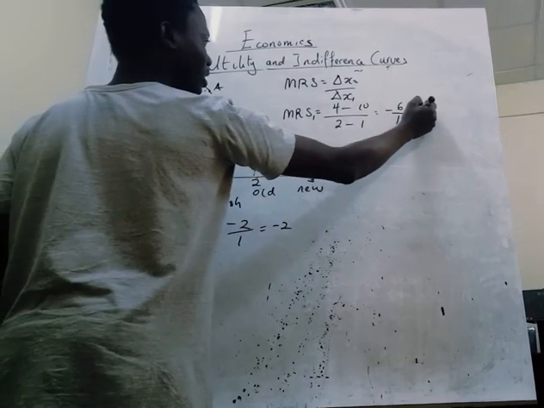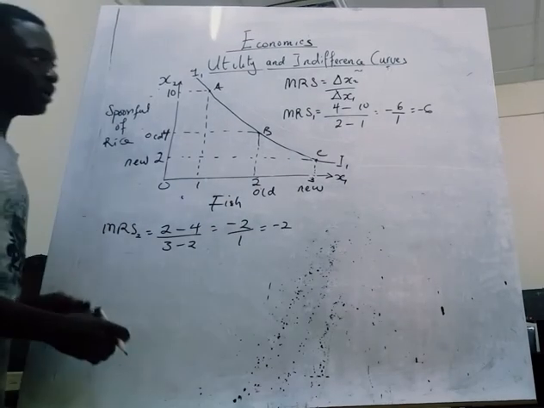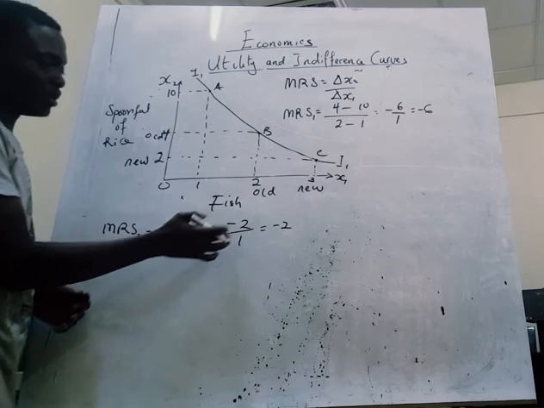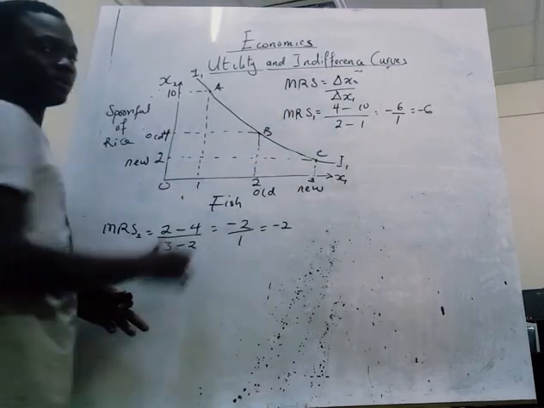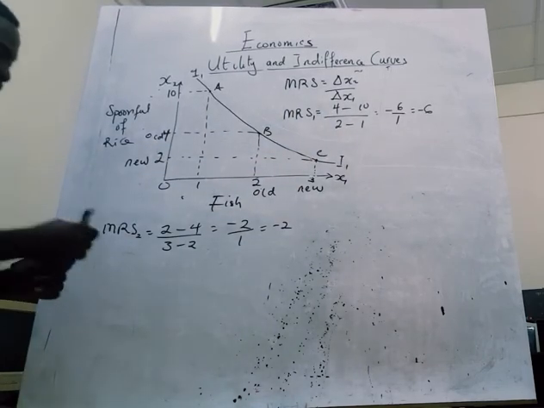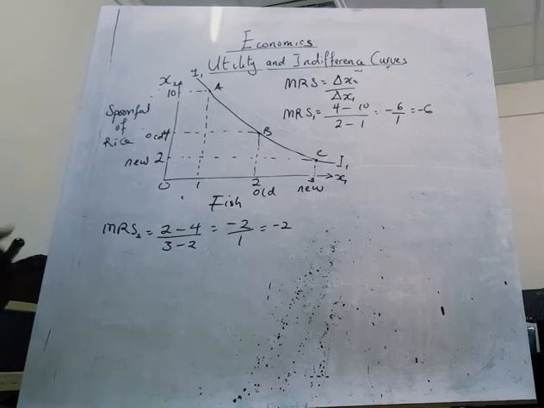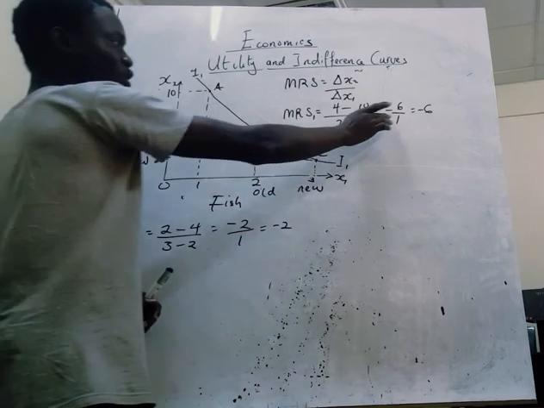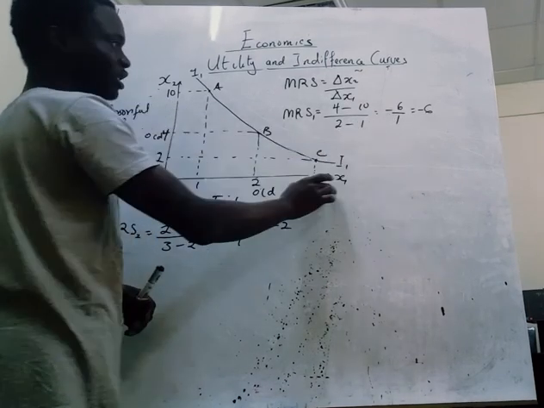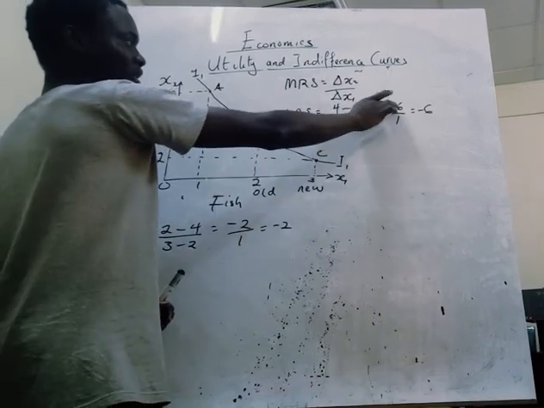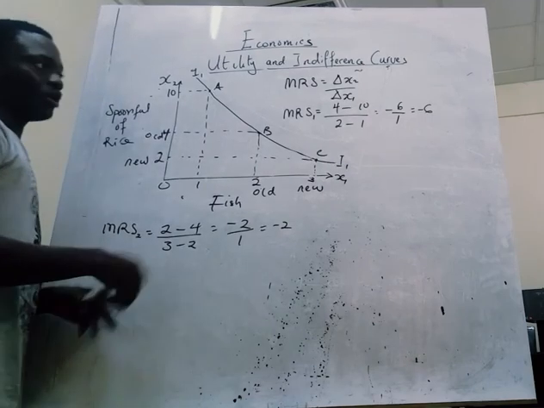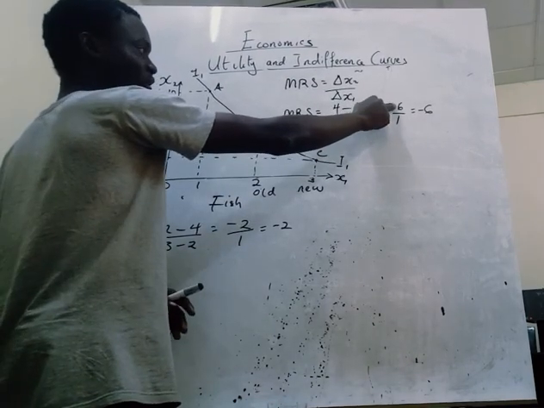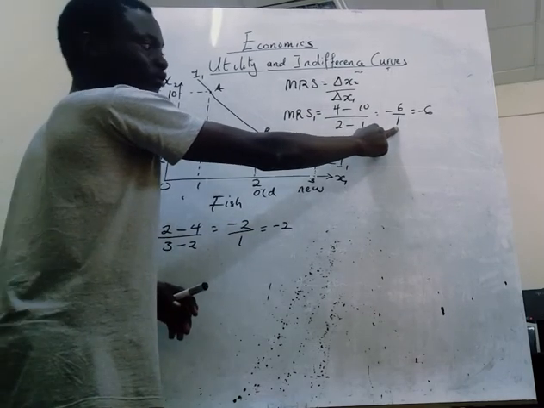So what do we see? What do we discover? We will be talking in absolute terms now. So this is 2, which is lesser than 6. In this case, what is the interpretation of our answer? The interpretation simply means that this consumer is willing to give up a unit of commodity X1 in order to enjoy 6 units of commodity X2. Or the other way around, this consumer is willing to give up 6 units of commodity X2 in order to enjoy 1 unit of commodity X1.